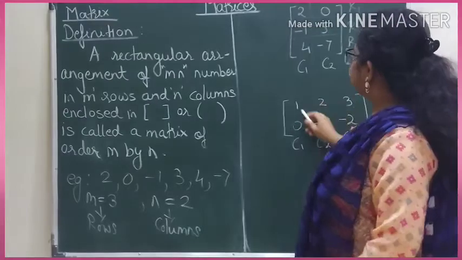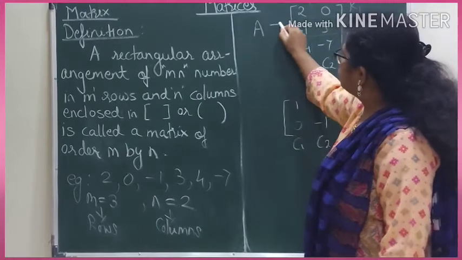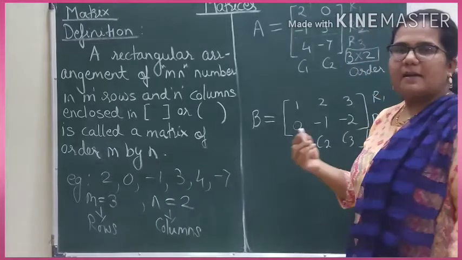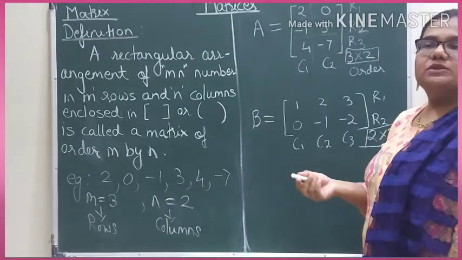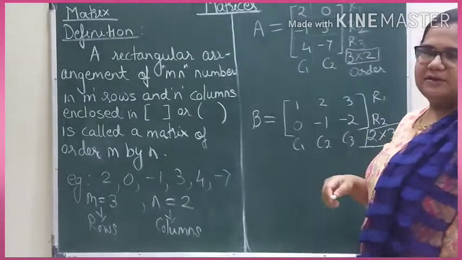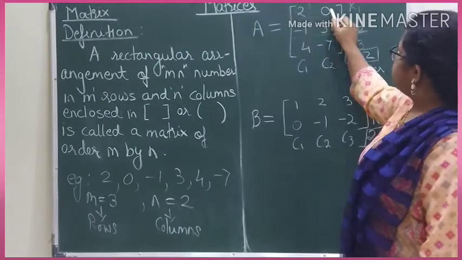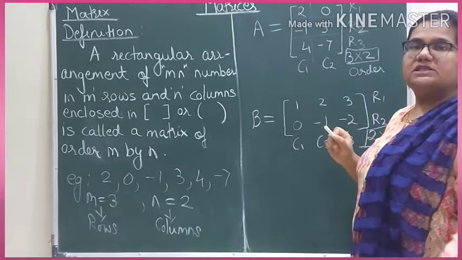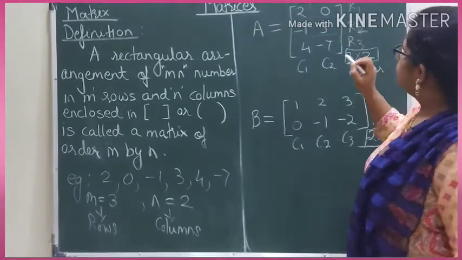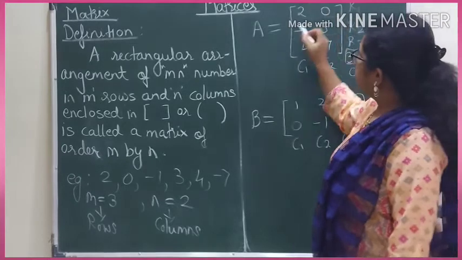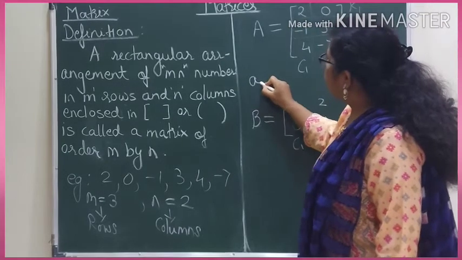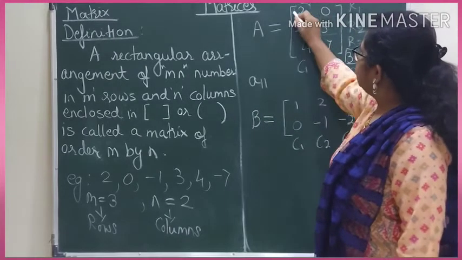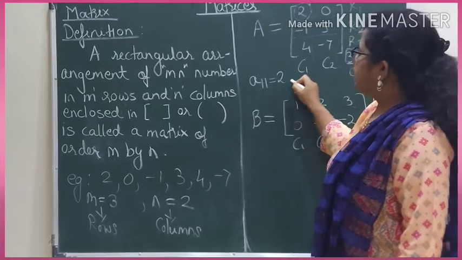Now how do we denote this matrix? We use capital letters to denote the matrices. Capital A, capital B, capital C, D. So we use these capital letters to denote the matrices. Now how do we denote the elements inside the matrices, these numbers? They are denoted by small letters. And again there is a system to denote this. Suppose I take letter a, 1, 1. 1, 1 means first row, first column. What is the element? 2. So this element is 2.